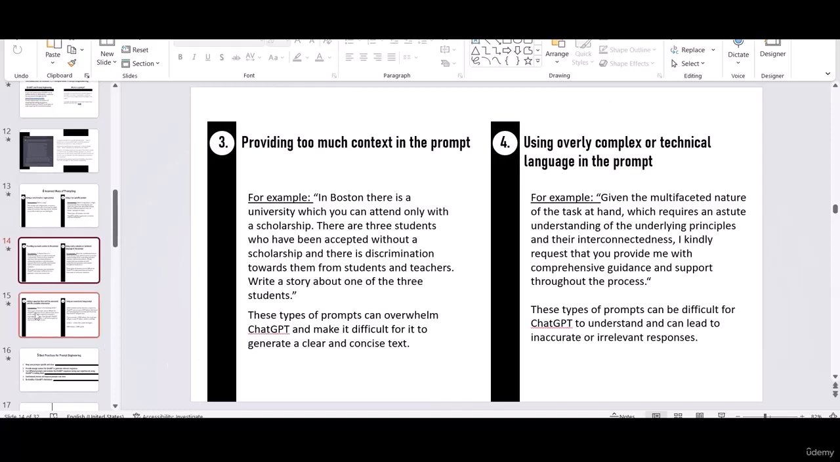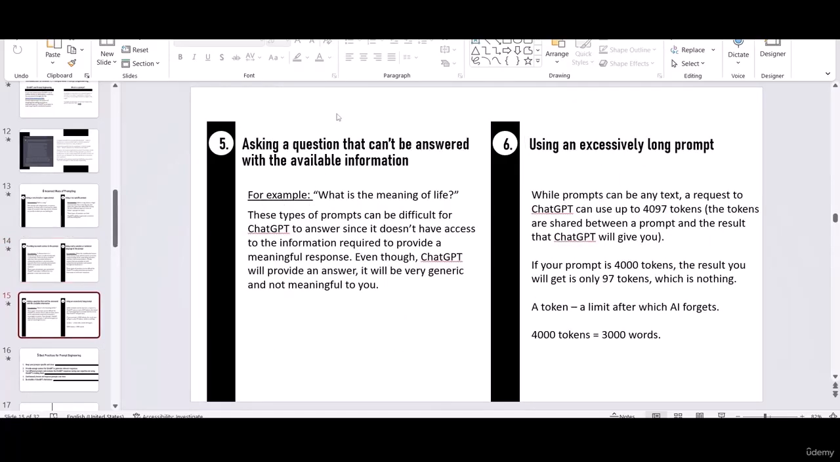So let's get to point 5, which is asking a question that can't be answered with the available information. For example, what is the meaning of life? These types of prompts can be difficult for ChatGPT to answer since it doesn't have access to the information required to provide a meaningful response. Even though ChatGPT will provide an answer, it will be very generic and not meaningful to you.